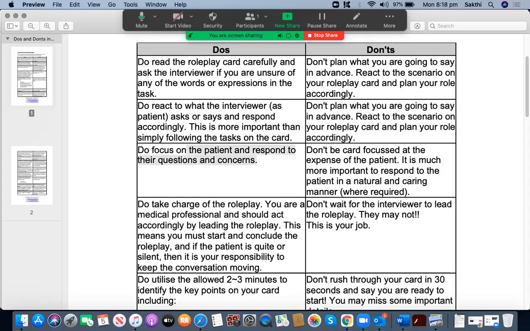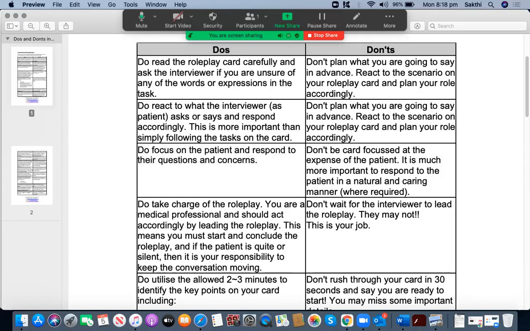Please focus on the patient and respond to their questions and concerns. It is really important that you, as a primary caregiver, address all the concerns raised by the patients and address their questions as well.